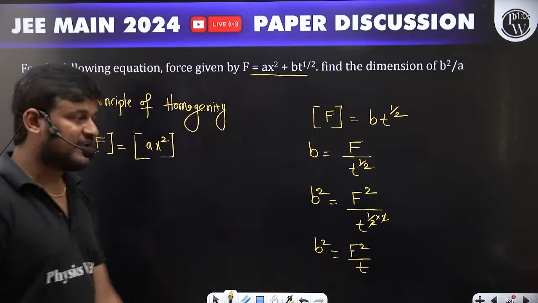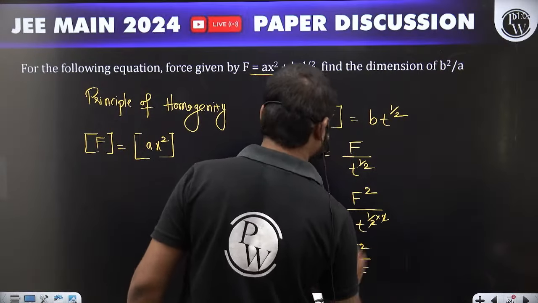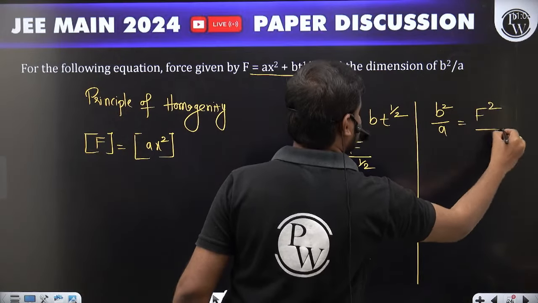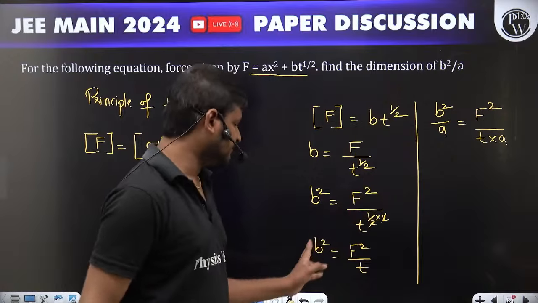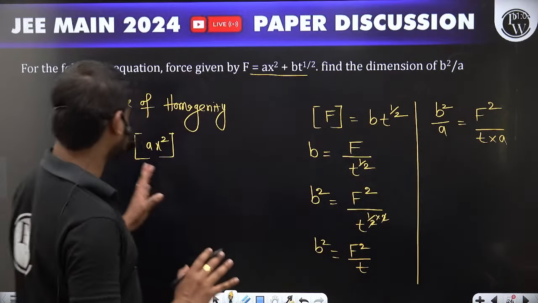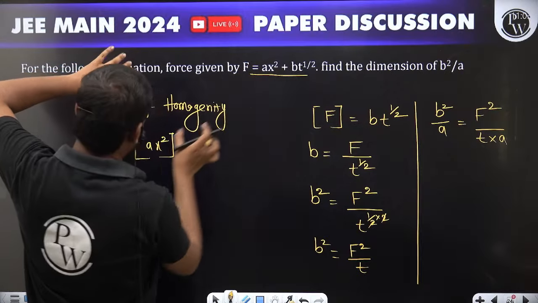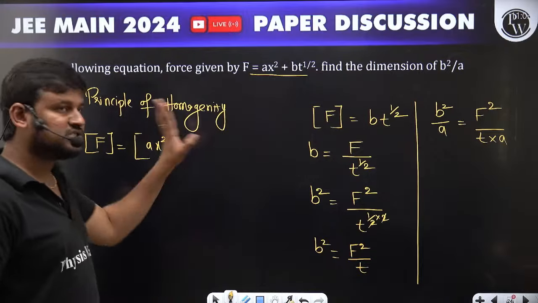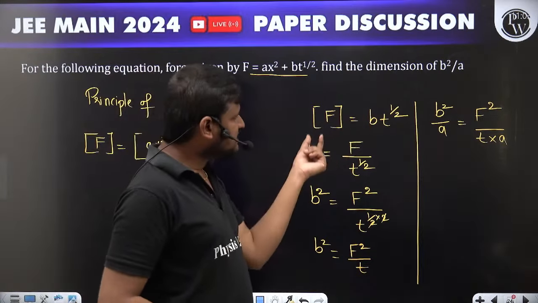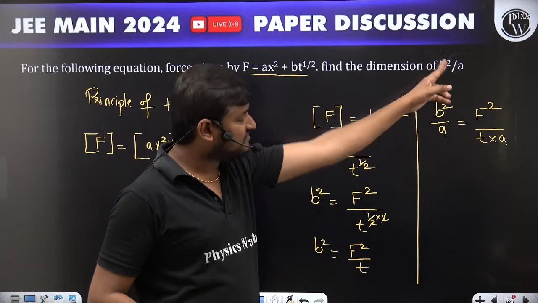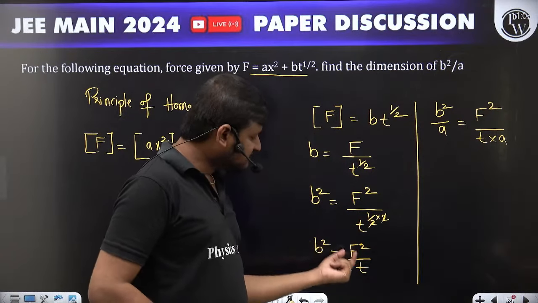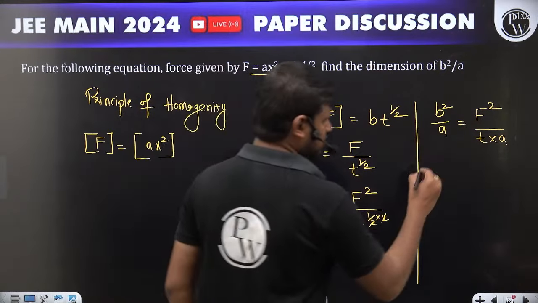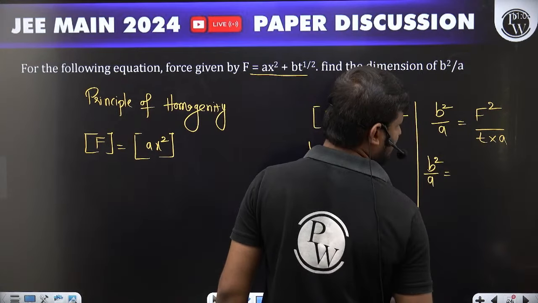Now I need b square by a. So b square by a is equal to F square by t into a. I just divided either side with a. Simple thing. You know that the dimensions of F must be equal to A x square, and the dimensions of F must be equal to b into t to the power 1 by 2, according to the principle of homogeneity. So from here, b is equal to F by t to the power 1 by 2. Now I need b square, so squaring on either side I got F square by t. I need b square by a, so I divided either side with a. So now b square by a dimensions will be equal to F square.